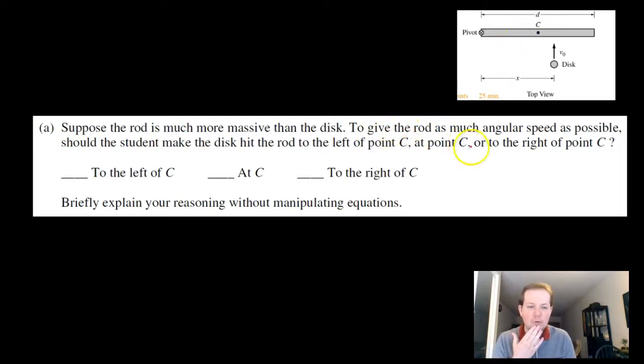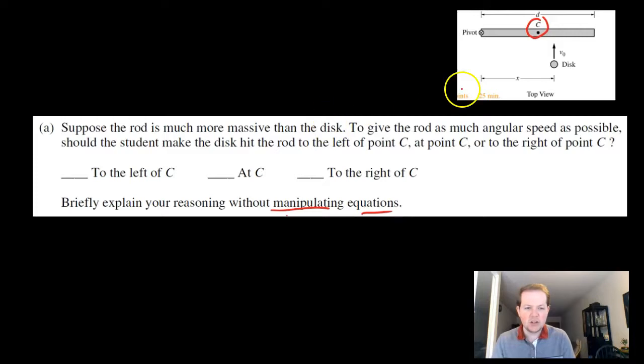Okay, to give the rod as much angular speed as possible, should the student make the disc hit the rod to the left of point C? Okay, point C. To the left of point C, at point C, or to the right of point C? Okay, I'm going to choose an answer and then, without manipulating equations, briefly explain our reasoning.